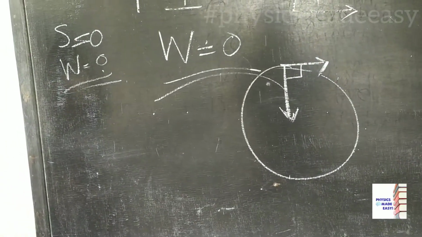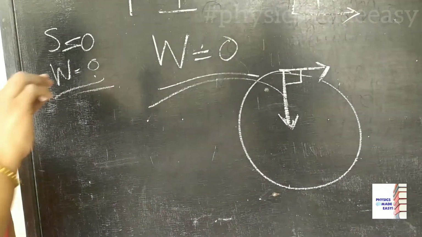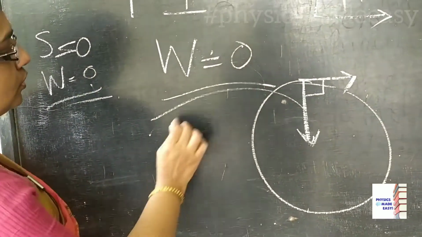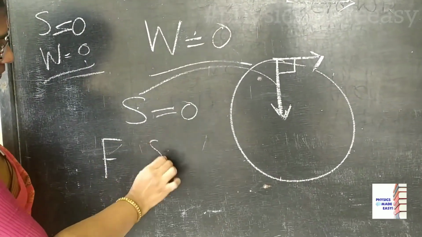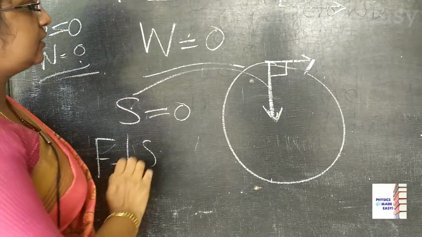So here we have two conditions where we say the work done is 0: S is equal to 0, or the force and displacement are perpendicular.